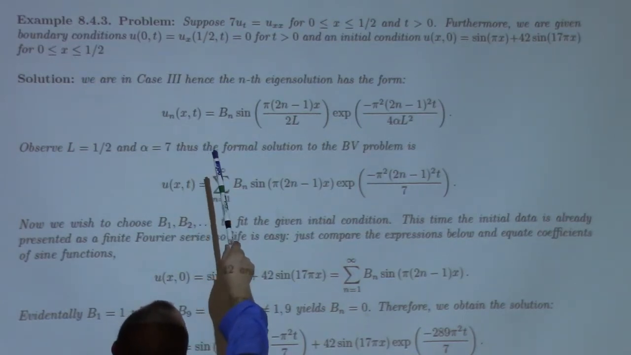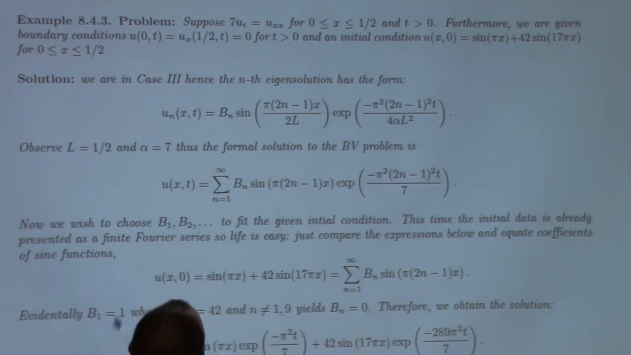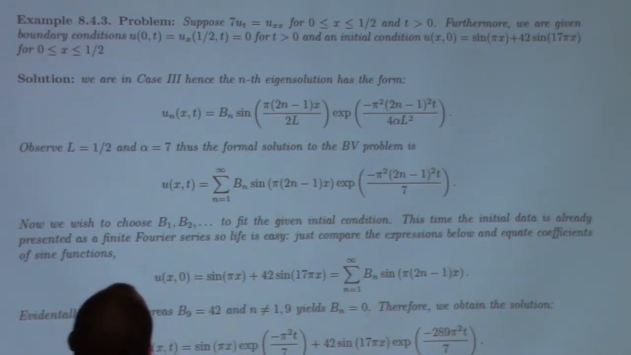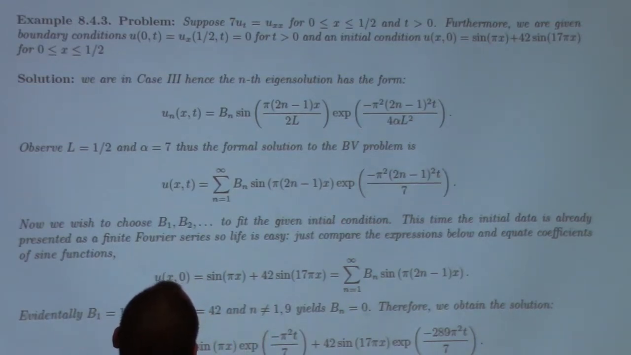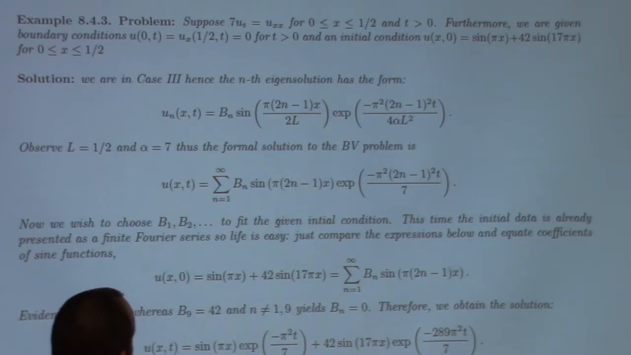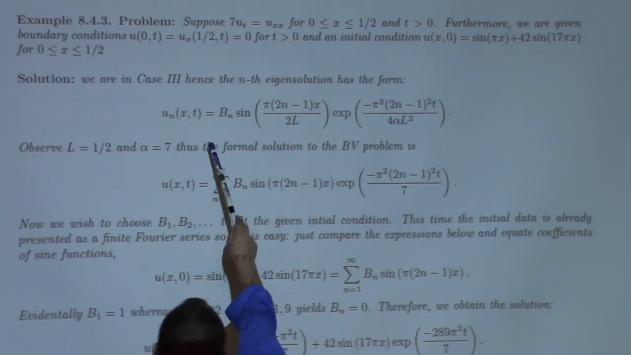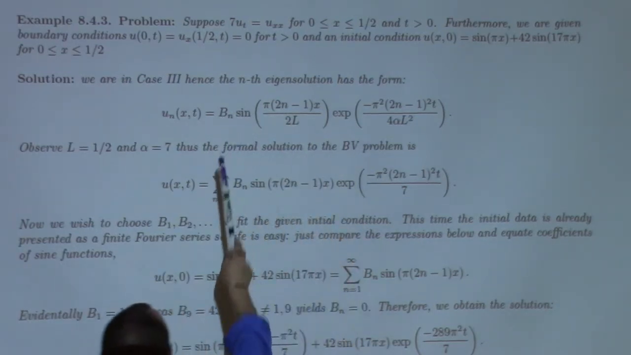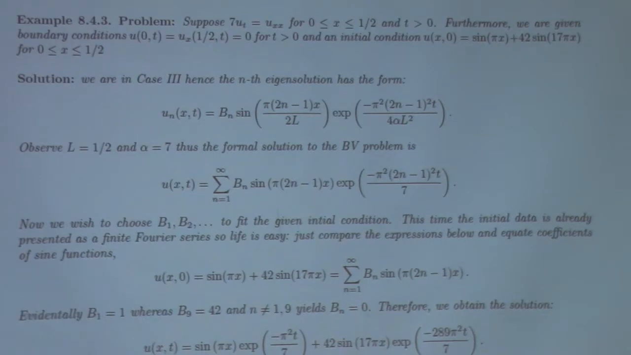Do I have mixed? Was that really it? Did I really do that? I'm claiming mixed boundary conditions. Okay, fine, that's what I did. That puts us in case 3, which gives me this generic boundary value solution, but L is 1/2 and alpha is 7, so my formal solution simplifies to just this.